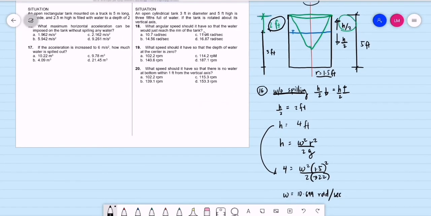If we are to check that on our choices, that is equal to letter A, that is 10.7.